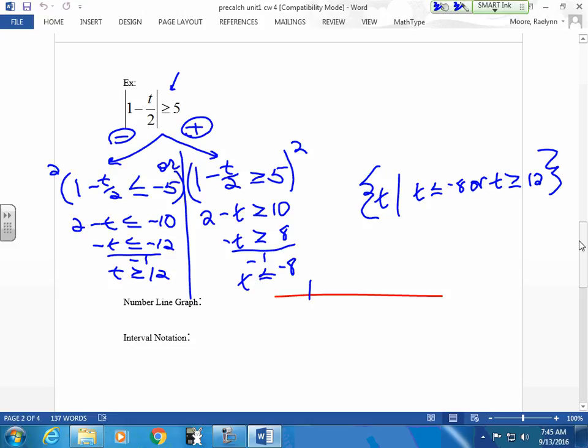Put this on your number line, and work it from here. It's much easier to help you get your interval notation. We're closed, and we're pointing that way to the left. We're closed, and we're pointing this way to the right. So your interval notation says, read it left to right. You're coming from negative infinity, stopping at negative 8, and it's a hard bracket because we have an equal sign. If it was no equal sign, we would have a soft bracket. Or 12 to infinity.